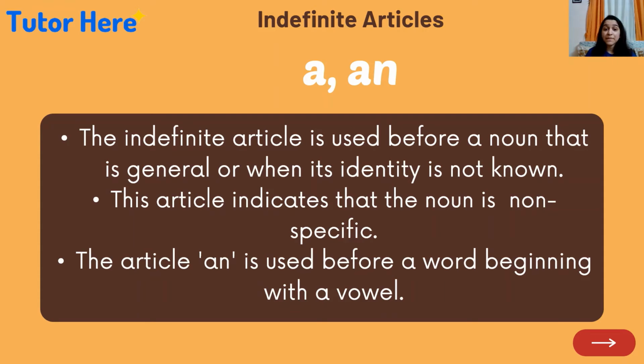Now the second type is indefinite articles. We use a or an for indefinite articles. So the indefinite article is used before a noun that is general or when its identity is not known. That is, it is not specific. And the article an is used before a word beginning with a vowel. So to make this clear, I'll give you some examples.